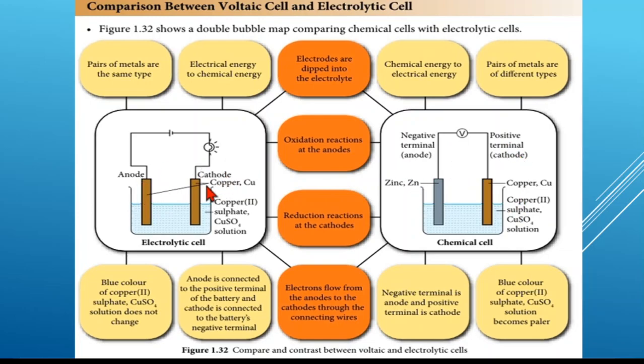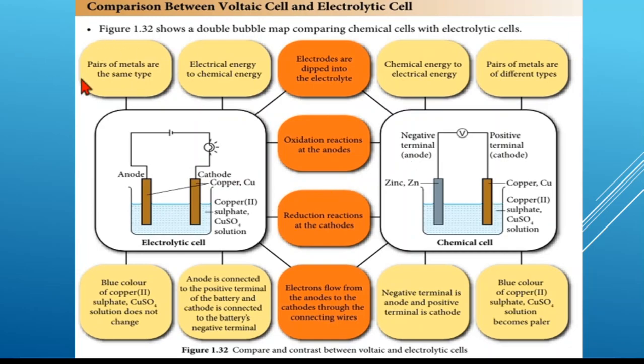Anode oxidation, cathode reduction, that is the same. But here the anode is the positive electrode, and here the anode is the negative electrode, the negative terminal. Here the positive one is the cathode. Be careful. And the fourth similarity: electrons flow from the anode to the cathode through the connecting wire. Here also, from the anode to the cathode.